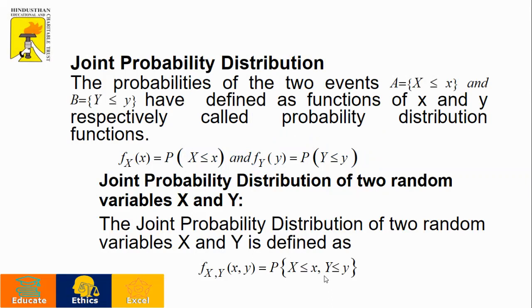Now in this video we have seen some of the properties of discrete random variables, then continuous random variables, then joint probability distribution. This video gives some ideas about the two-dimensional random variable of X and Y.